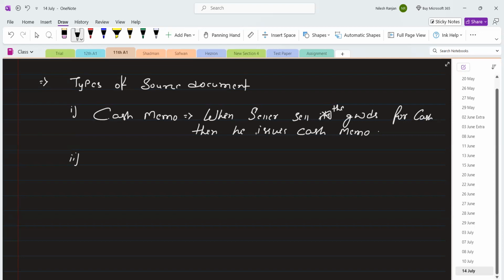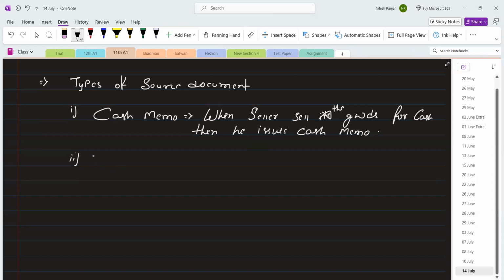Okay, so this is a cash memo. When the seller sells goods for cash, he issues a cash memo. If he sells the goods on credit basis, then he issues an invoice.